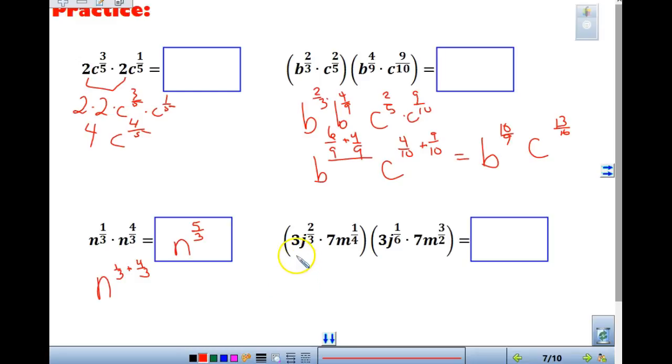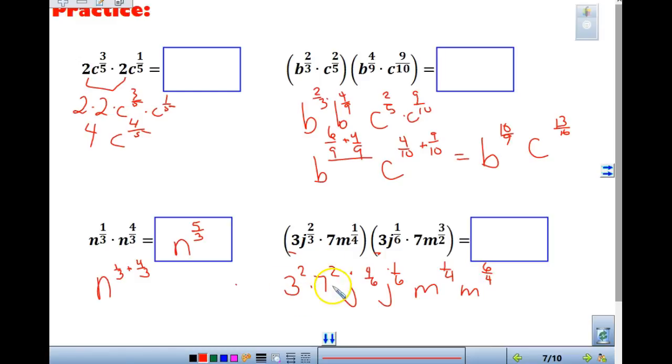This next one, you're grouping your 3's together, right? And your 7's. That's 3 squared times 7 squared, right? You got 3 squared, you got 7 squared. We got j, 2/3 and 1/6. Can I right away make this 4/6? And j to the 1/6. I know I'm adding, I'm going to have a common denominator, right? m to the 1/4, m to the 6/4. We're going to go to lunch.